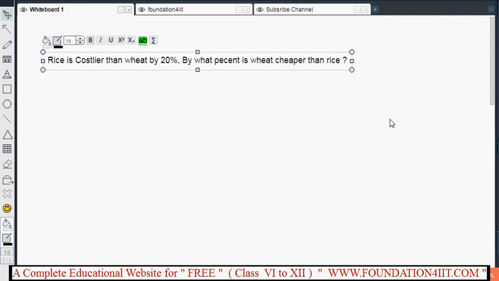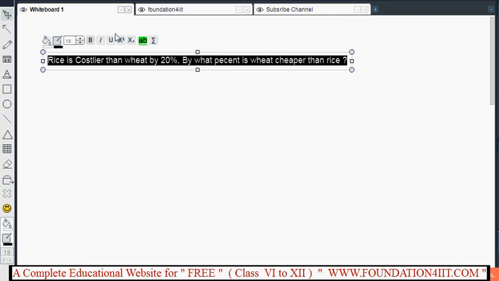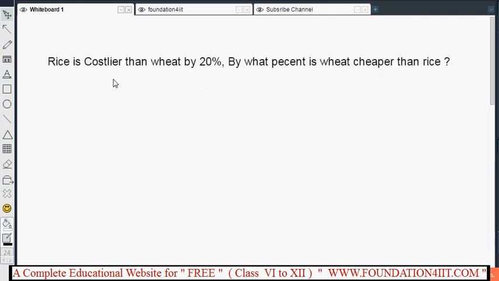Okay, a little similar to the previous one. The solution: rice is costlier than wheat by 20%. Then by what percent is wheat cheaper than rice? We need to find out how much percentage the wheat is cheaper than rice. Price is not mentioned, so let the price of a certain quantity of wheat be x.